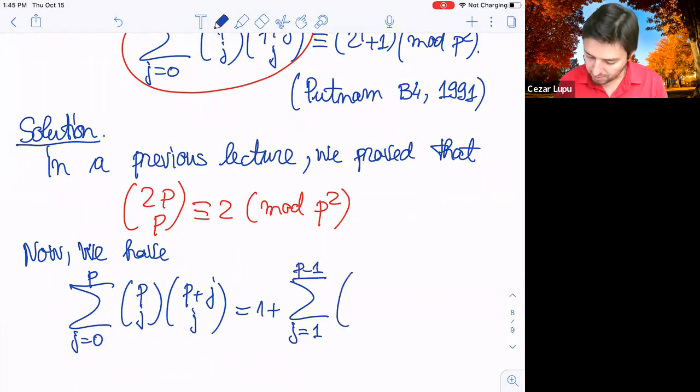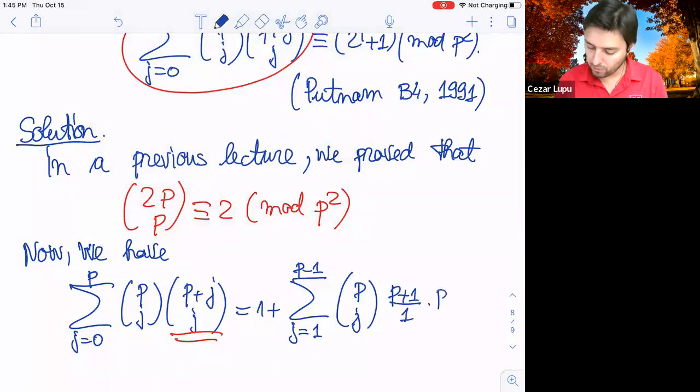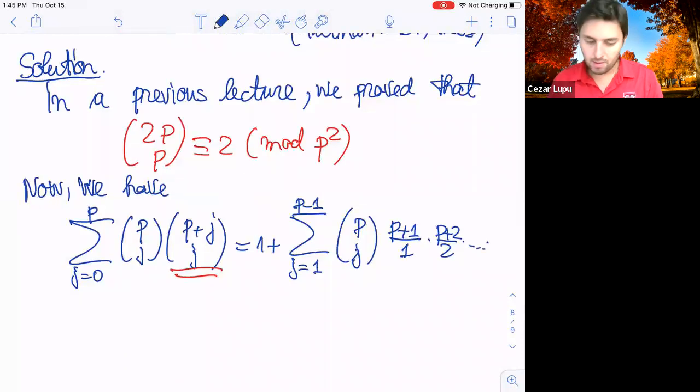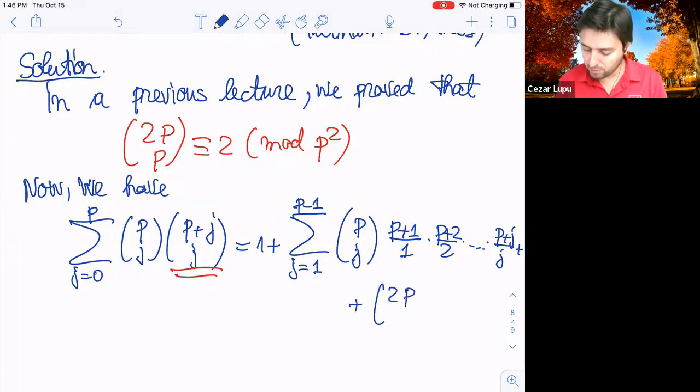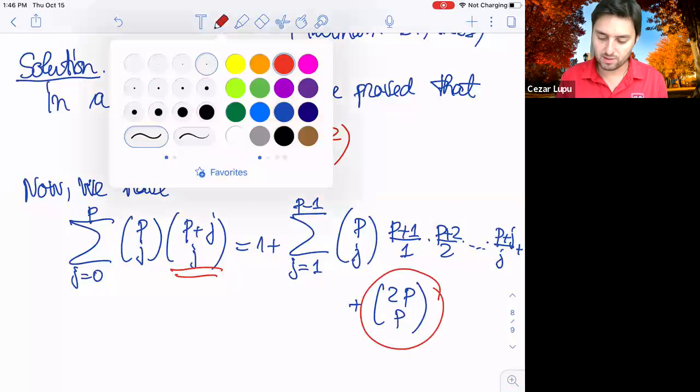And now I want you to pay attention because I want to do some magic trick here. What I'm going to do is work on this guy over here. I'm just going to write it. And this will be p plus 1 over 1 times p plus 2 over 2 times all the way to p plus j over j. Plus, and the last term was 2p choose p. So that's the trick, to leave out the last term, because these are complementary binomials, right? You know they're equal, right? Well, n choose k is the same as n choose n minus k, right? So the last term will be this one.